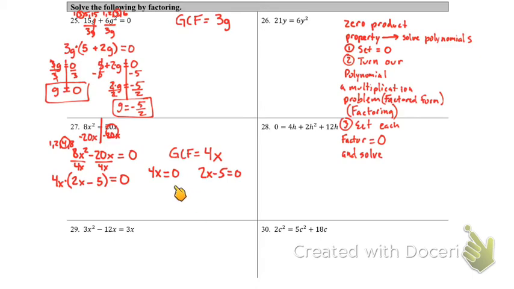Okay? So now solve. I'm going to divide both sides by 4 here because 4 is multiplying. To get rid of multiplication, you divide. This is going to give me x equal to 0. That's one answer. Over here, I'm going to add 5. And this gives me 2x equal to 5. And now I'm going to divide by 2. And x equals 5 over 2.